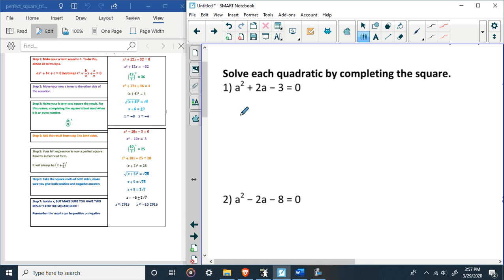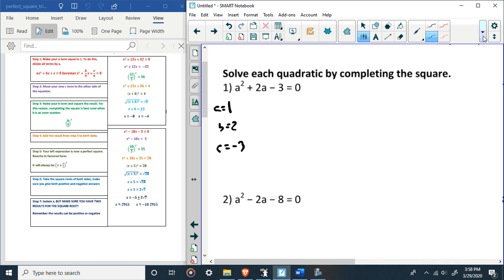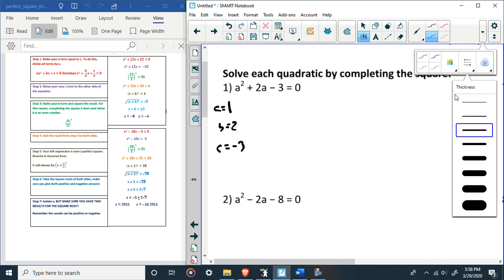First thing, what's my lead coefficient? 1. b is equal to 2, c is equal to negative 3. I don't know why it insists on writing in crayon all the time. I have tried to get it to not write in crayon, no matter what I try.